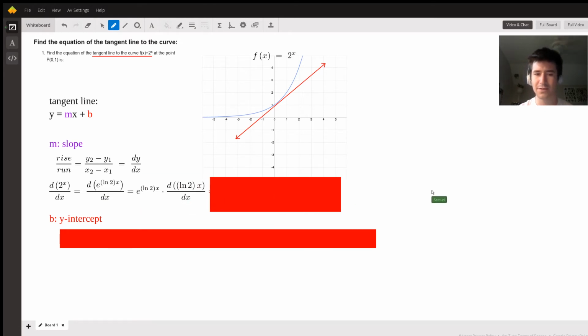There's a very particular reason we did this. It's because e to the something differentiates to itself. But unfortunately, it's not just e to the x, it's e to a function of x. So the chain rule tells us we need to also differentiate that function of x, which was natural log of 2 times x. Well, that's not too bad, because any coefficient times x to the power of 1 just gives us that coefficient.